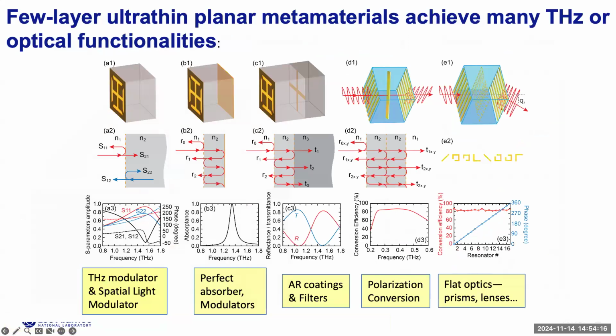So this is kind of a summary of what I've talked about so far. If you've got these few layer metamaterials, you can achieve many terahertz and or optical functionalities from spatial light modulators and terahertz modulators with basically a single metasurface. Bilayer metasurfaces, you can get perfect absorbers, AR coatings and filters. You can also get polarization conversion, either linear to a different linear polarization or linear to circular polarization.